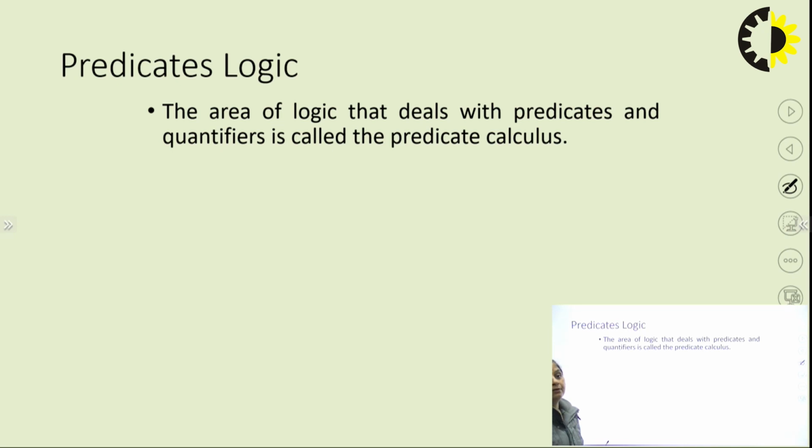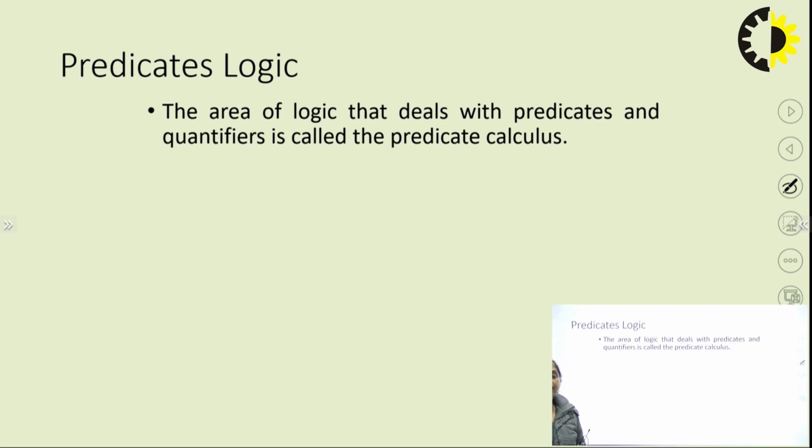Now predicate logic, the topic that we are going to cover today. What is predicate logic? The area of logic that starts with propositional logic but also deals with predicates and quantifiers is called predicate logic or predicate calculus. So the complete propositional logic is included in this. But what else is included? The predicates and quantifiers.